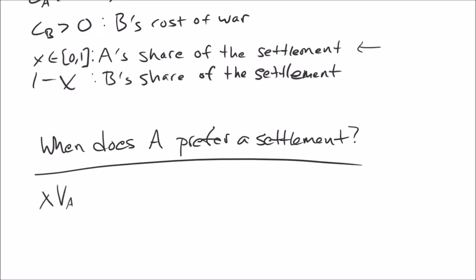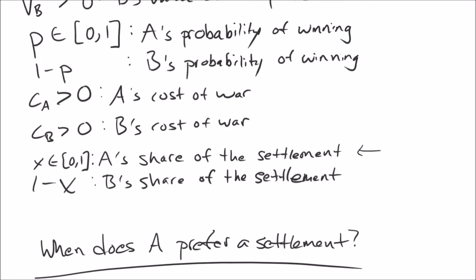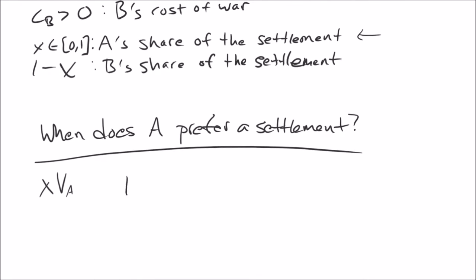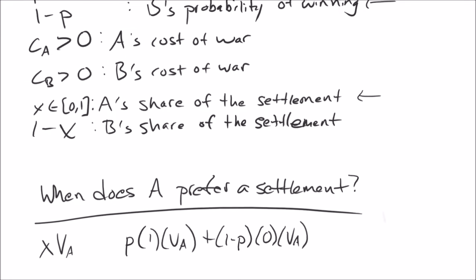If it fights a war, then think about how we went through this the last time when we were up here thinking about these probabilities of victory. With probability P, A wins. And if it wins, it gets to capture 100% of the entire value VA. If it loses, then it's going to get none of that entire value of VA. And regardless, win or lose, we have the costs of war being CA, which we're going to subtract out.